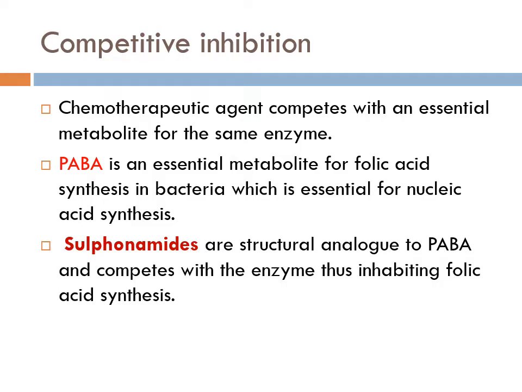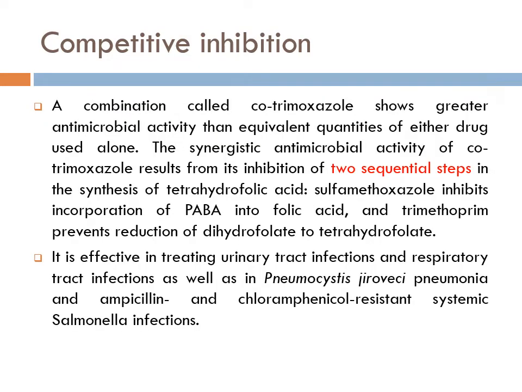Para-aminobenzoic acid is the essential metabolite to synthesize folic acid, and sulfonamide is a structural analogue of it, so it will inhibit the formation of folic acid, which is very essential for the synthesis of nucleic acids in the bacteria, interfering with DNA replication later on. A combination known as co-trimoxazole shows greater antimicrobial activity than equivalent quantities of either drug alone. So it is a combination of trimethoprim and sulfonamide. The synergistic antimicrobial action of these two drugs together results from two sequential steps.